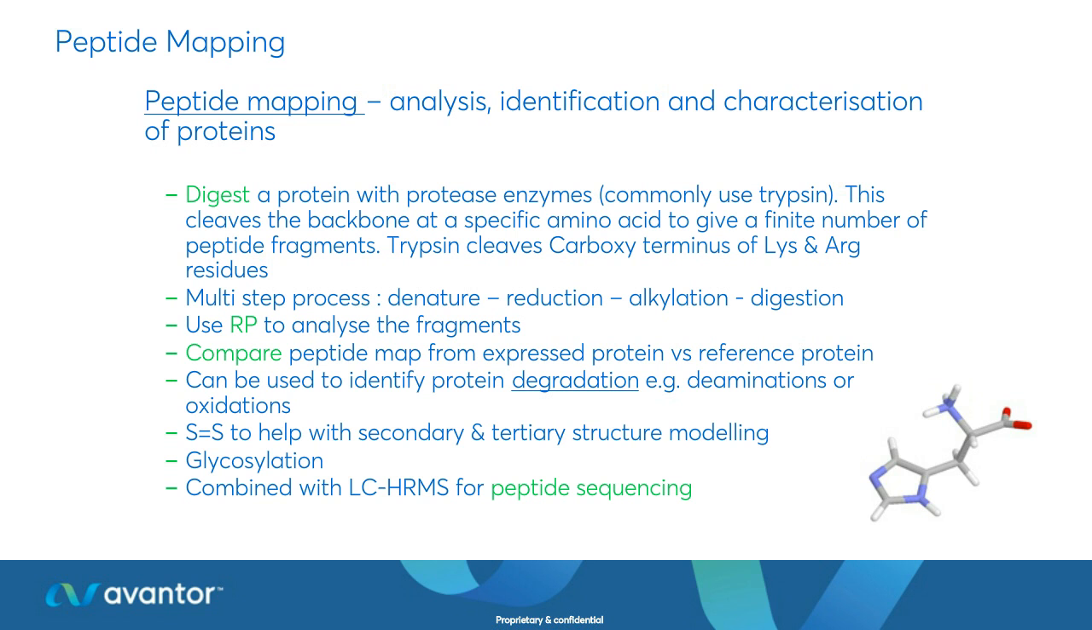We can also help to identify where some of the secondary and tertiary structure might be. You could look at possible sites for glycosylation. You can look at different post-translational modifications using the peptide map. And as I've mentioned before, you tend to couple this to mass spec. High resolution mass spec is best because then we can get more information. These are very complex co-eluting peaks most of the time. So mass spec gives us that extra level to help separate them out.